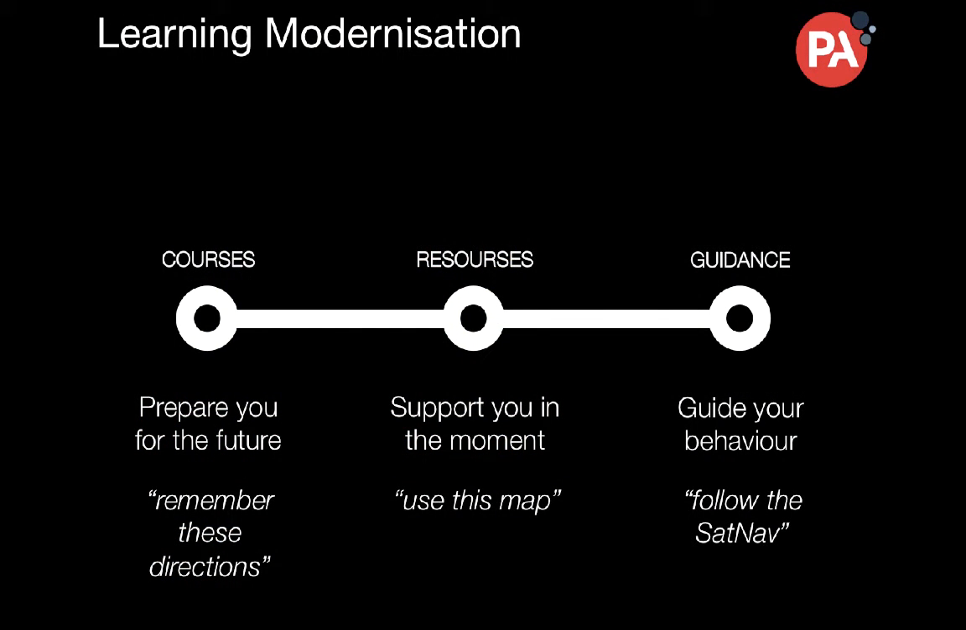So what does learning modernisation or learning maturity really look like? Well, it's really quite straightforward. It's a shift of two stages, from courses to resources and from resources to guidance. So the first step is around no longer expecting people to hold loads of information in their heads, but just providing them with useful resources that support them as they're doing the job. And the second step is actually going one step further, building in contextualised information the way that SatNav does, and actually giving them guidance that they can use in the moment.